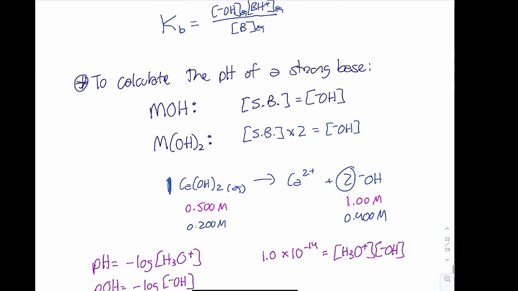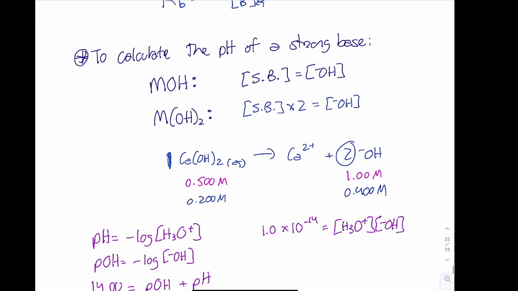So again, if there's one cation for every 1 hydroxide, my strong base concentration and my hydroxide ion concentration are going to be the same value. If I have 2 hydroxide for every 1 metal cation, I need to take my strong base concentration and multiply it by 2 to get my hydroxide ion concentration.